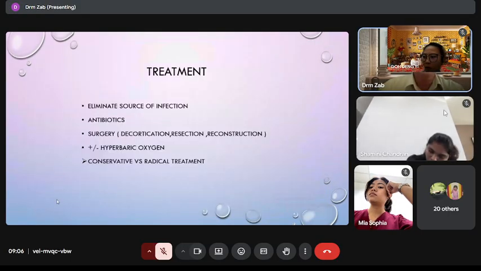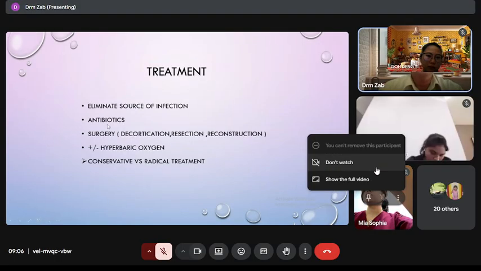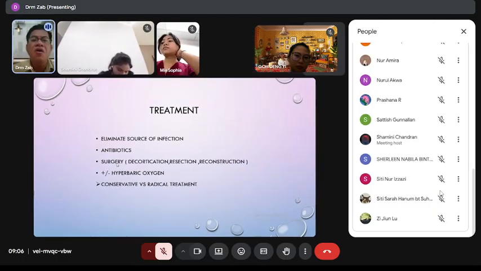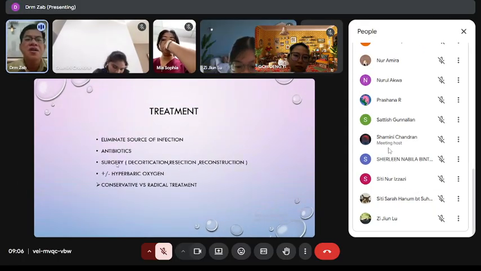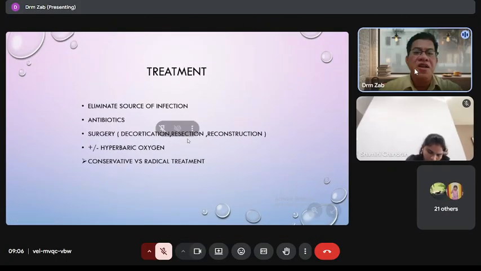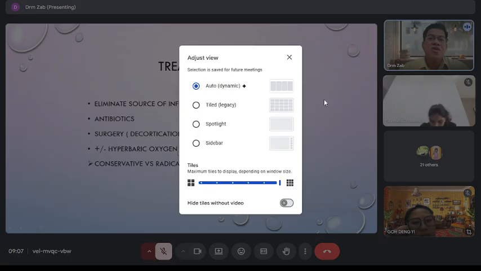Right. So what is the general treatment for osteomyelitis? First, eliminate the source of the infection. That is the first thing to be done. Eliminate the source of infection. And then you may or you may not need to give antibiotic to the patient. Sometimes surgery is indicated, either very simple or moderate or very radical surgical approach. So this may involve decortication, resection, and reconstruction of the surgical area. And then as an adjunct treatment, you may also need to refer patient for hyperbaric oxygen. We will talk about this later.